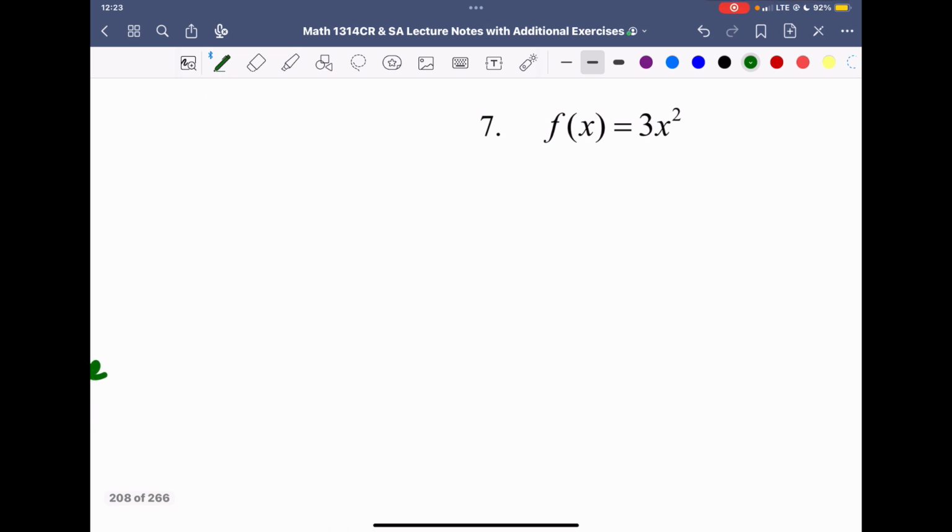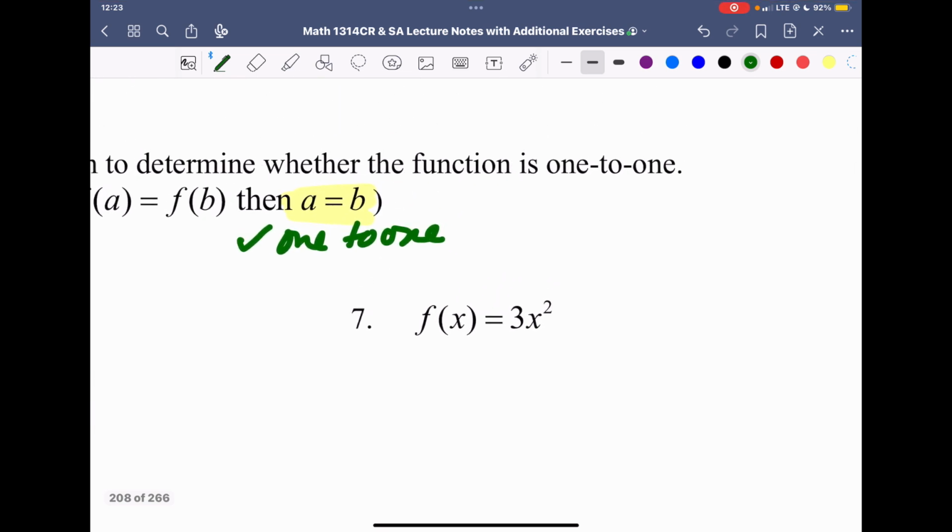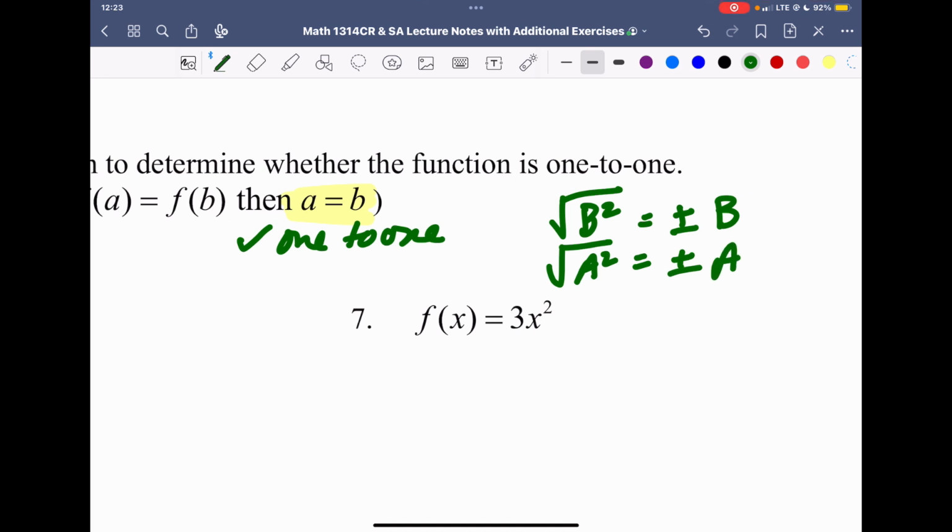Number 7. Number 7 is tricky. Here's what I would like you to remember. If I take the square root of b squared, I'm going to get plus and minus b. Whenever you take the square root of a variable, you're going to get 2 solutions. If I were to take the square root of a squared, I'm going to get plus and minus a.